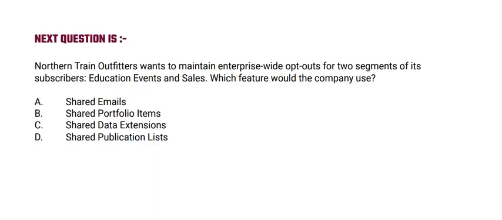Next question is: Northern Trail Outfitters wants to maintain enterprise-wide opt-outs for two segments of its subscribers: education, events, and sales. Which feature would the company use? Options are: Option A, shared emails. Option B, shared portfolio items. Option C, shared data extensions. And option D, shared publications lists. The correct option is option D.